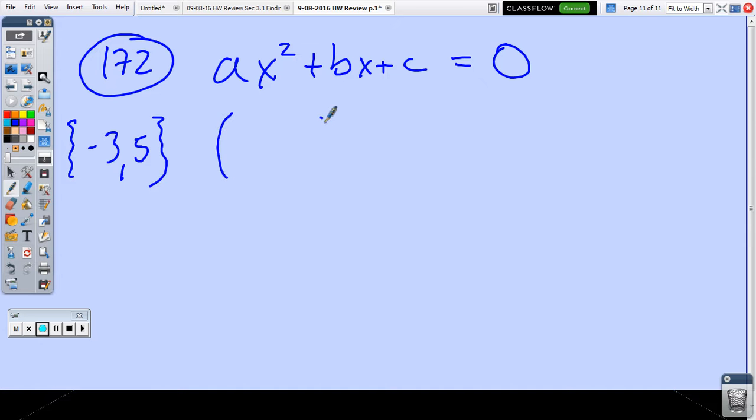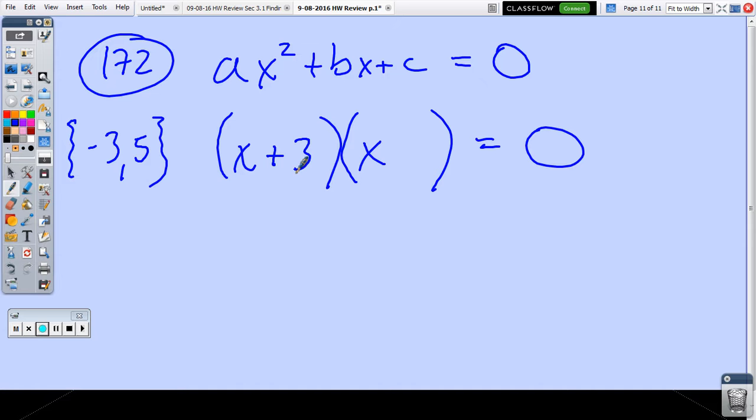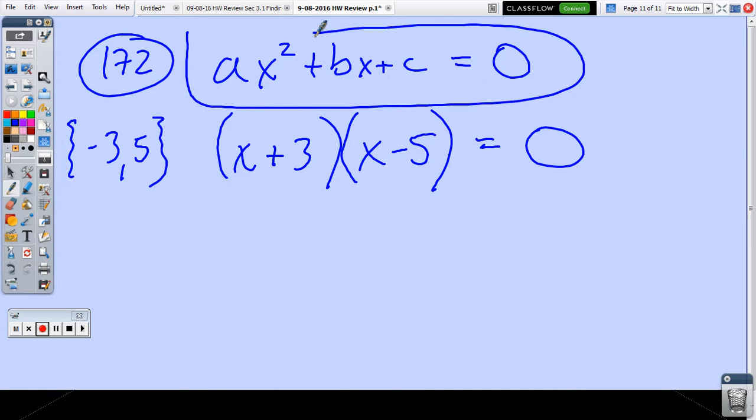Well, what would it look like in factored form? If these are the solutions, remember, solutions are zeros or roots, all mean the same thing. If these are the solutions, what would the quadratic equation have looked like? It would have been x plus 3 times x minus 5. And then now just go ahead and expand it and simplify it to have it in the general form that they want. This is what they want. They want the general form.